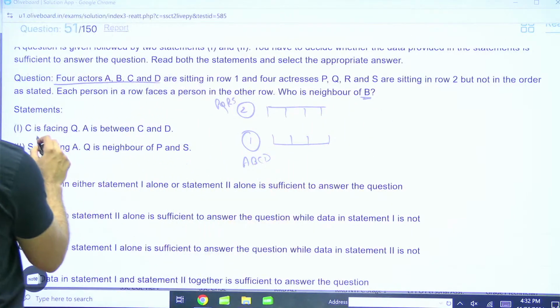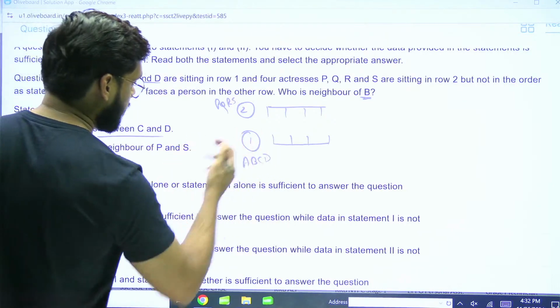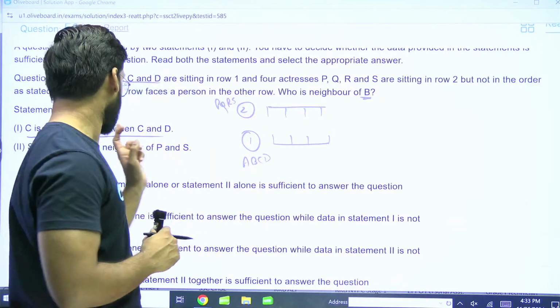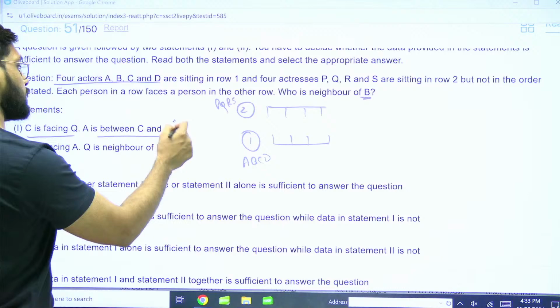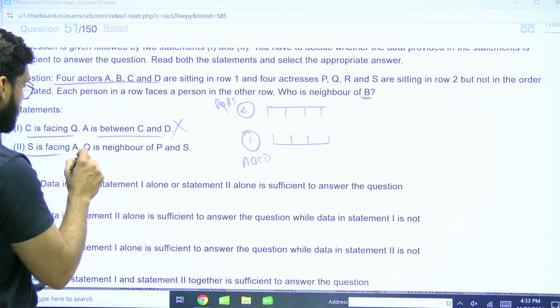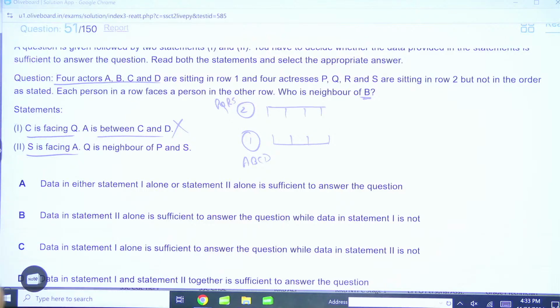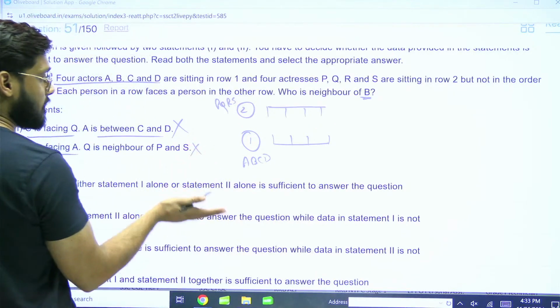Statement number 1 says C is facing Q, A is between C and D. We cannot directly assume where C will come, and we cannot place A between C and D, so we cannot answer from statement 1. Statement number 2: S is facing A, and Q is a neighbor of P and S. We cannot fix this either. What should we do then? Let's combine both of them.